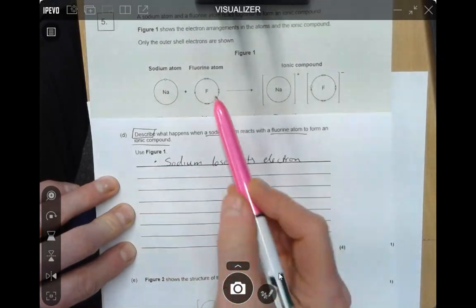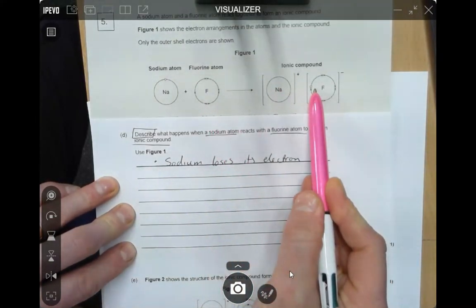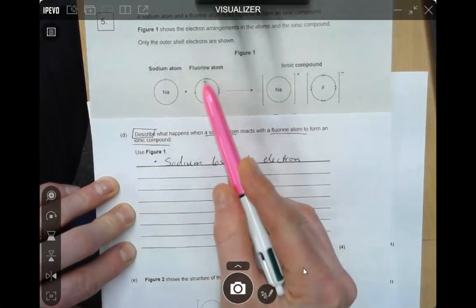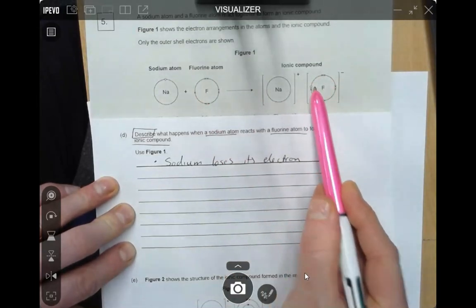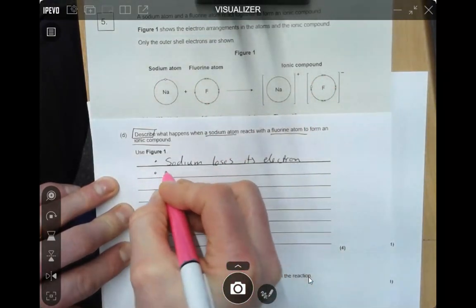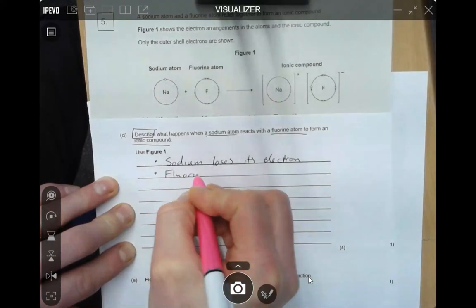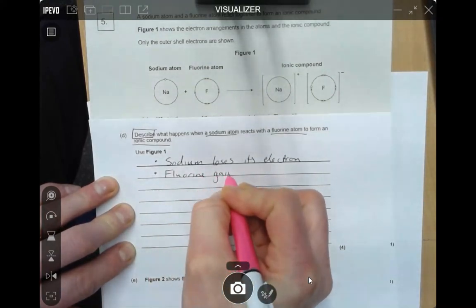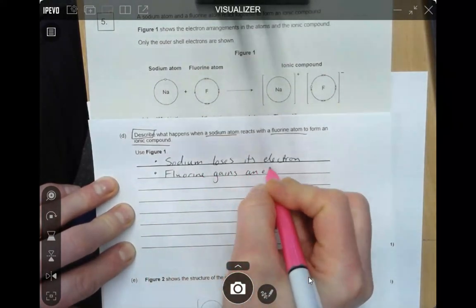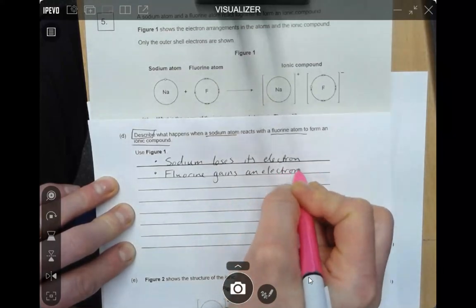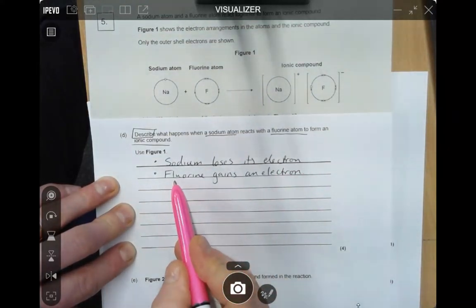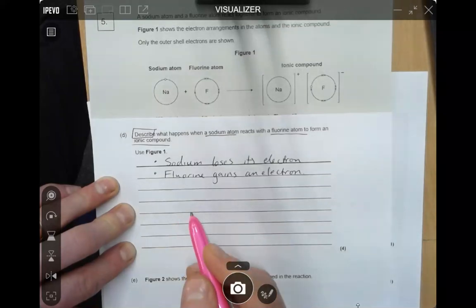Okay, the converse side, the fluorine, is gaining that electron. So you can see here the fluorine has 7 electrons, and here it's gained the electron from the sodium. So the fluorine gains an electron. Take care with your spelling of fluorine. Students often get it OU rather than UO.